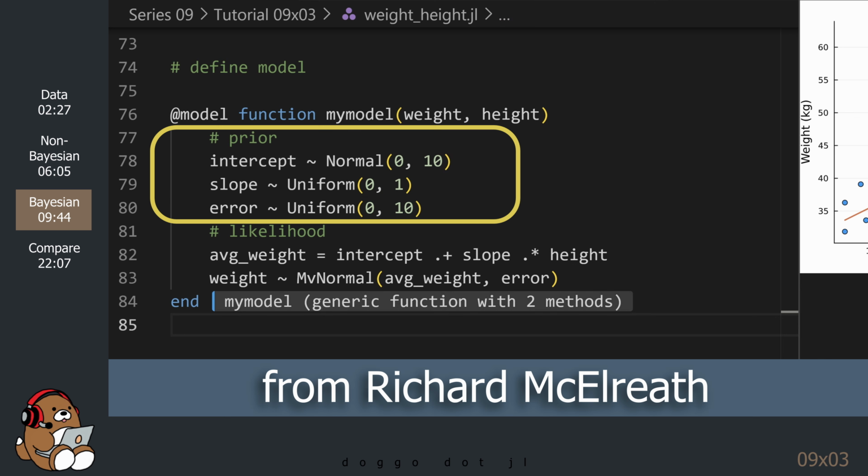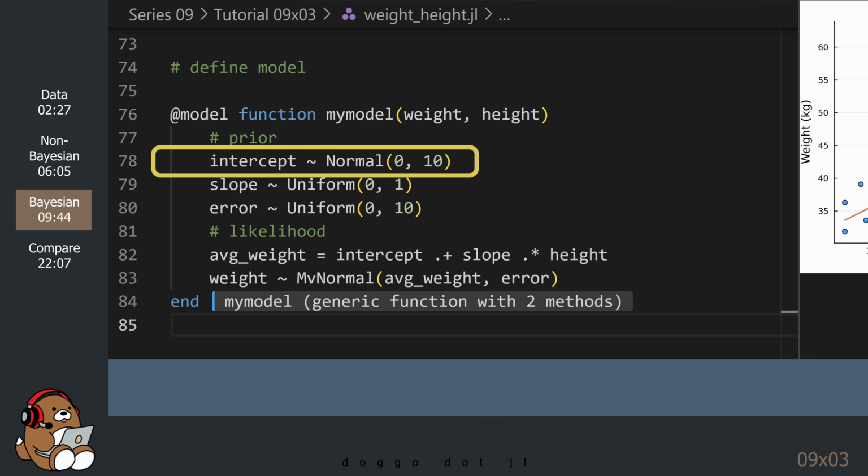These priors are from Richard McElreath's lecture. Selecting the priors is something of an art, combined with some science. For the y-intercept, our initial belief is that it's normally distributed with a mean of 0 and a standard deviation of 10. The thinking behind this prior belief is that if someone has a height of 0 centimeters, then it's logical to conclude that they have a weight of 0 kilograms as well.